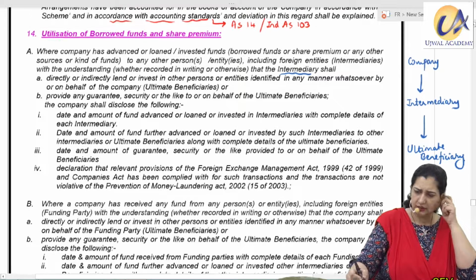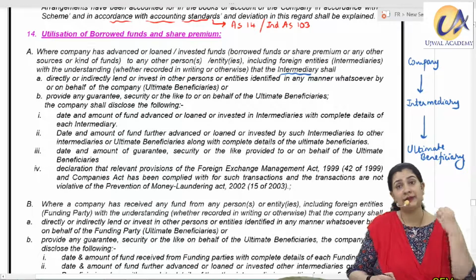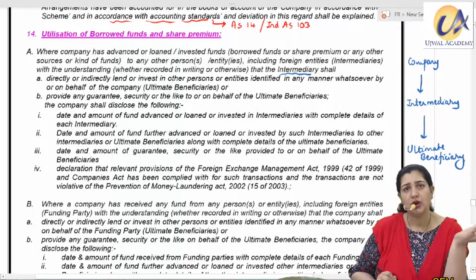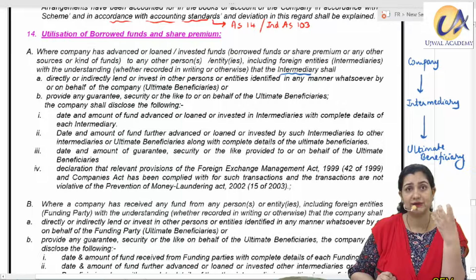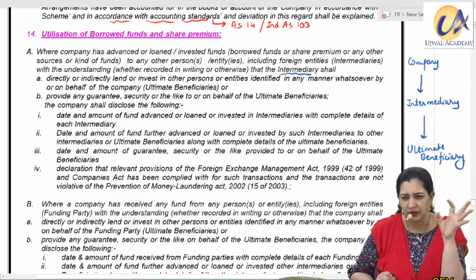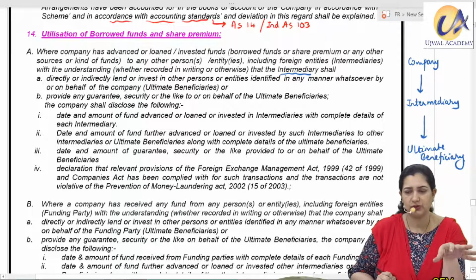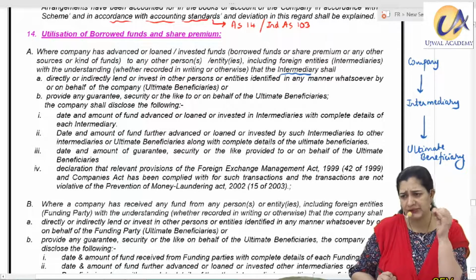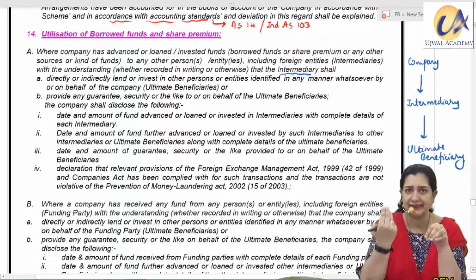Okay, now why are they not doing it directly? There could be money laundering reasons. Or there is this concept of terrorism financing. To curb this, to avoid this, this particular point has come. So if the company is doing this, then we need to give the details in our notes.